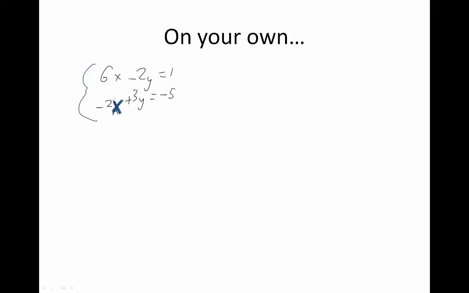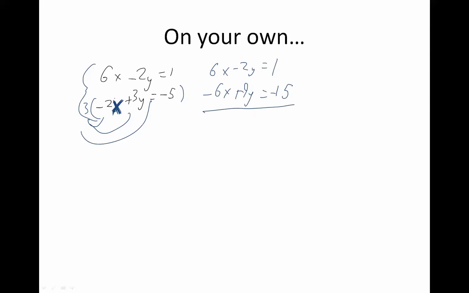Good. Notice now looking at my x's here, is there a number that I can multiply the 2 by to make it 6? And yes, it is. I can multiply this whole bottom equation by 3. So I have that as my first equation. It did not change. I multiply the 3 by all 3 of those terms, and I get negative 6x plus 9y equals negative 15.